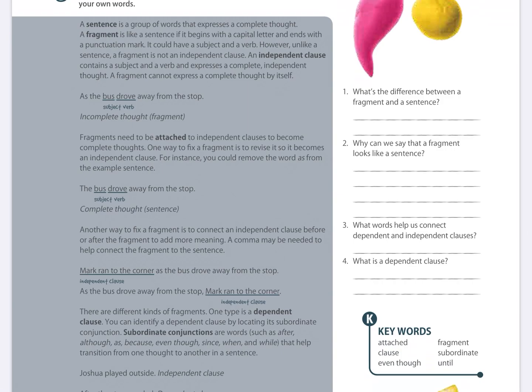Don't forget that a sentence is a group of words that express a complete thought. A fragment is like a sentence: it begins with a capital letter and ends with a punctuation mark. It could have a subject and a verb. Here you have an example: "As the bus drove away from the stop." The subject and verb are there, but it is an incomplete fragment, an incomplete thought.